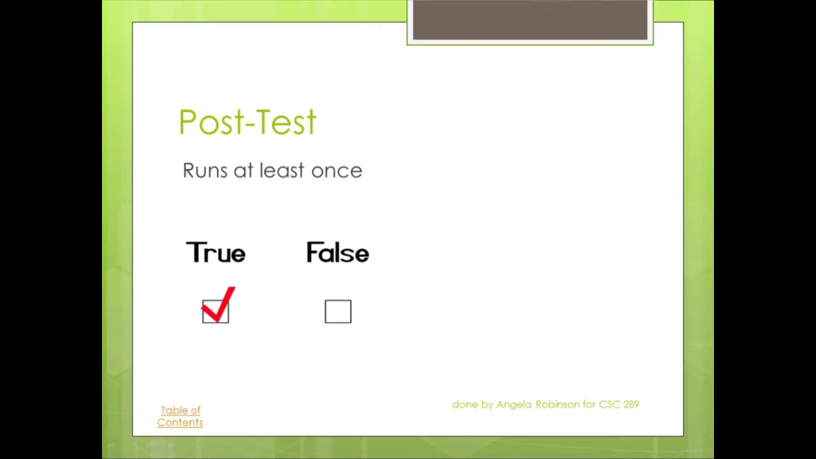It is best to use this loop when you always want the statements to run at least once, no matter if the Boolean expression is true or false to begin with. Here is the syntax of a do-while loop.